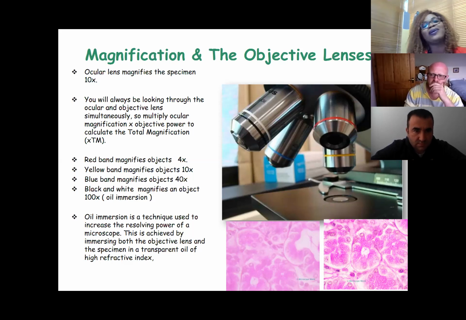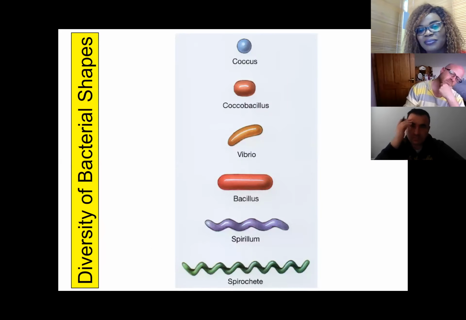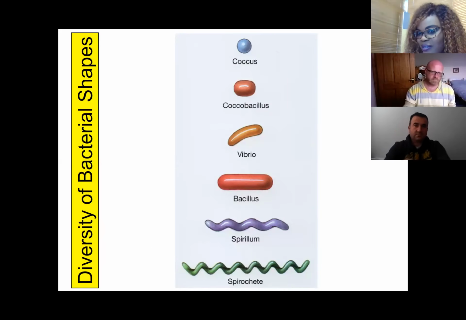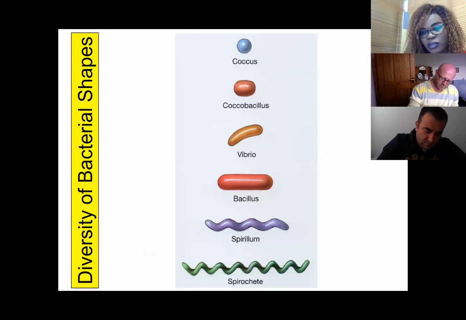Okay, so when we look under the microscope, we'll come to something very, very exciting. We'll come to different shapes, okay? There are different shapes of microorganisms. So we'll have the coccus, the Coccobacillus, the Vibrio, the Bacillus, the Spirillum and the Spirochetes. Now don't forget, even with these classifications, we'll have variations in them.